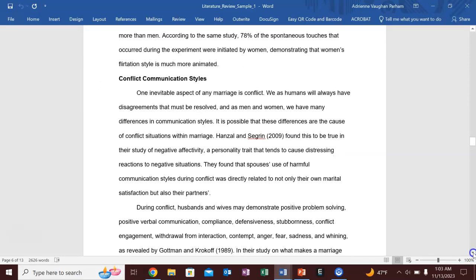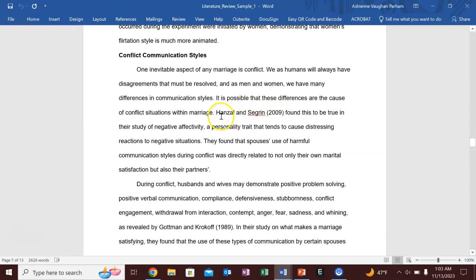So I'm going to scroll down here, and as you can see again, there are multiple research articles. Hansel and Segerin, 2009, found this to be true in their study of negative affectivity, a personality trait that tends to cause distressing reactions to negative situations. And then it goes into what they found. The use of harmful communication styles during conflict was directly related to individuals not having marital satisfaction.